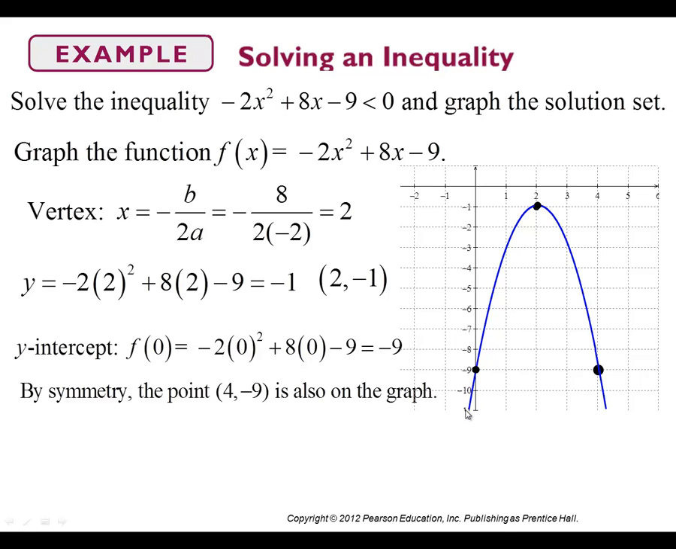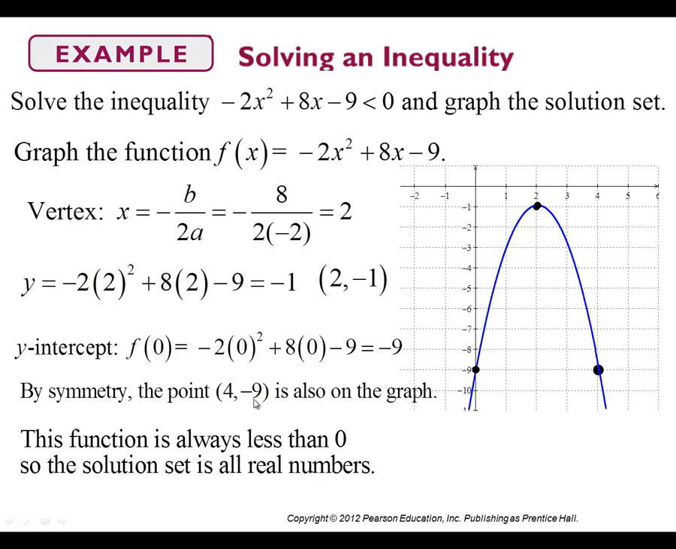So here we just operate off of your y-intercept and the vertex, and then we just draw it from there. By symmetry, we have a point at (0, -9). So here's 2 units from the axis of symmetry, and so the other point's going to be 2 units, so that'll be (4, -9). And that's where that comes in. So, and here the function is always less than 0, so the solution is all real numbers, or negative infinity to positive infinity.